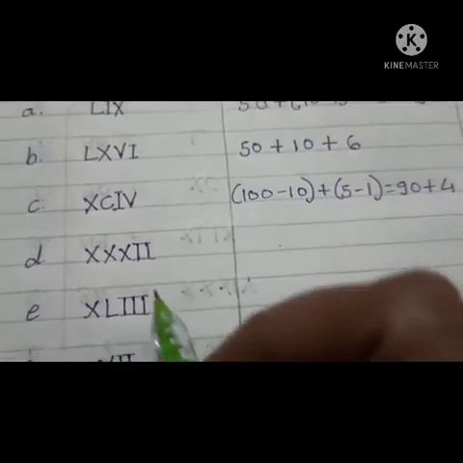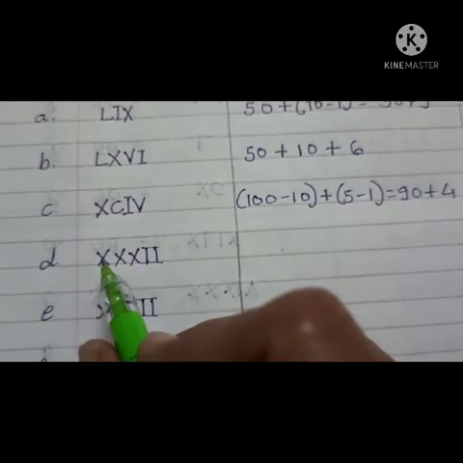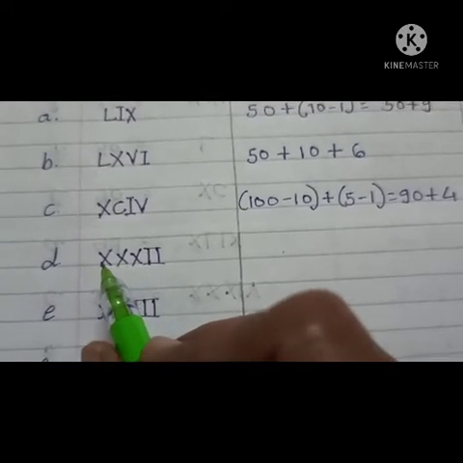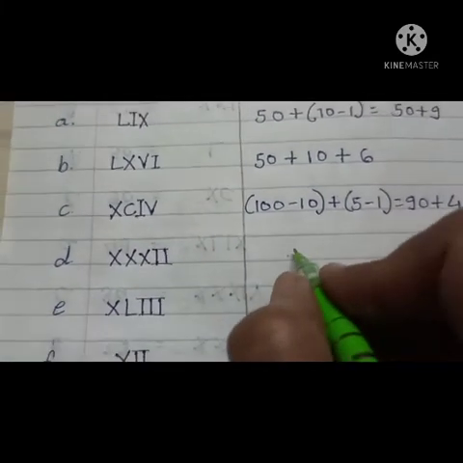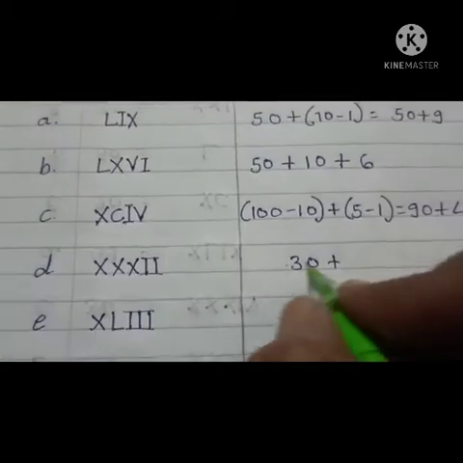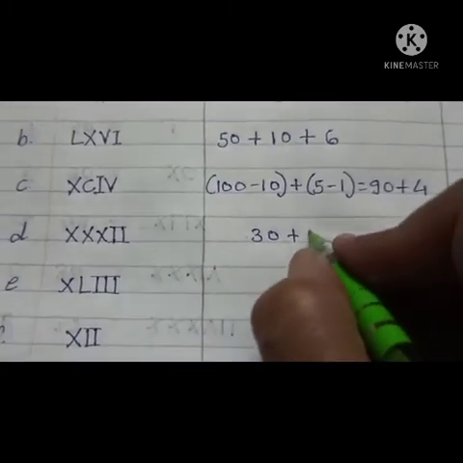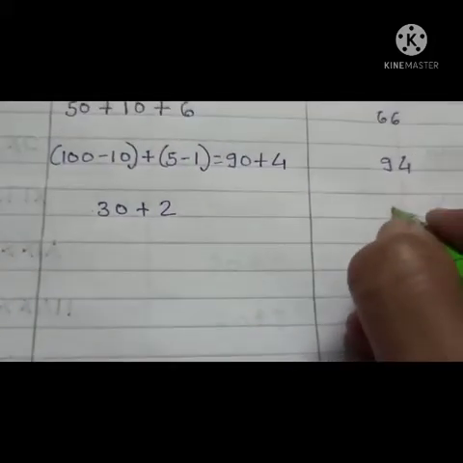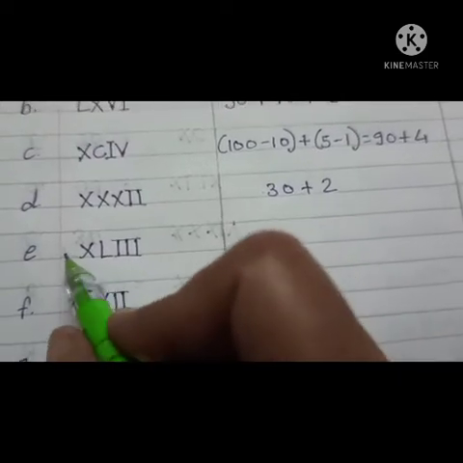Now next, X has a value of 10. X, that means 10 plus 10 plus 10. That means 30. Right here, 30 plus double I, 1 plus 1, 2. Answer is 32.